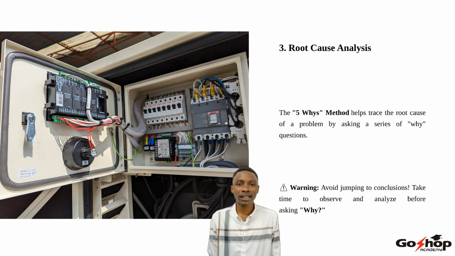Root cause analysis is essential for permanent problem resolution. A widely used method is the 5 whys technique, which involves repeatedly asking why to trace the root cause of a malfunction. For example, why isn't the machine working? Because the belt is broken. Why is the belt broken? Because it was too worn. Why was it worn out? Because it wasn't replaced on time. The idea is to keep asking why until you reach the fundamental cause of the issue. Important note: avoid jumping to conclusions too quickly. Observe and analyze the problem thoroughly before determining a solution.